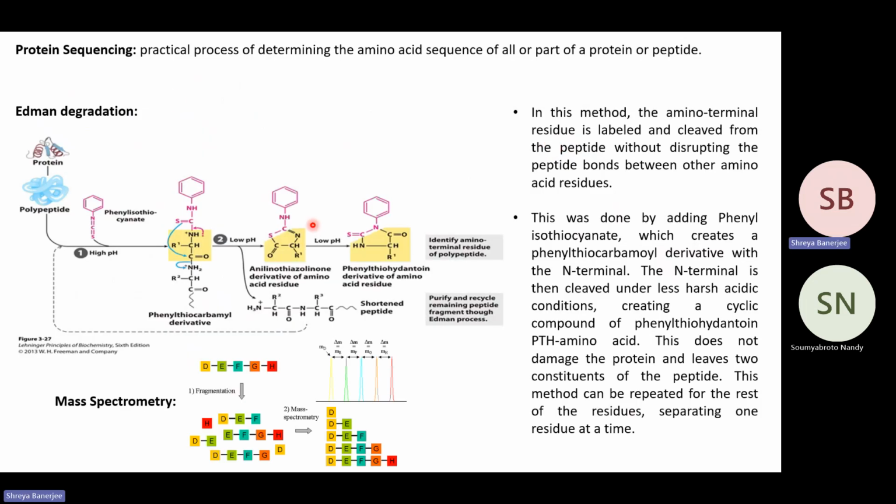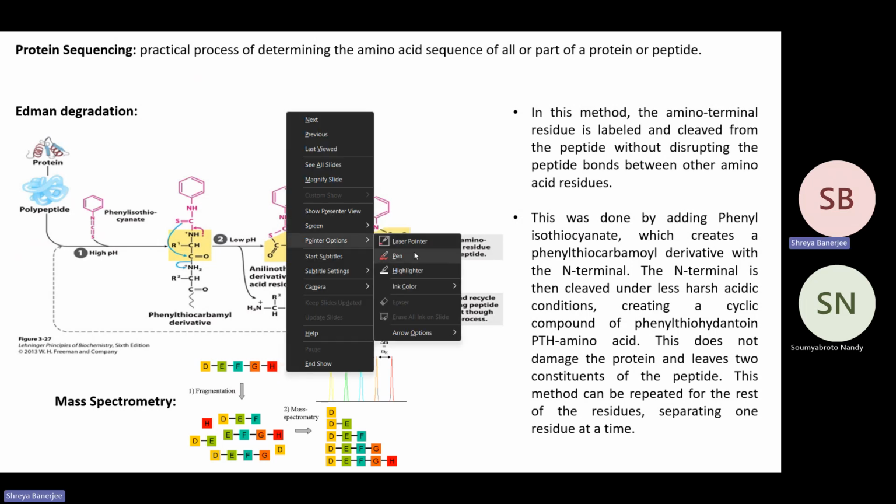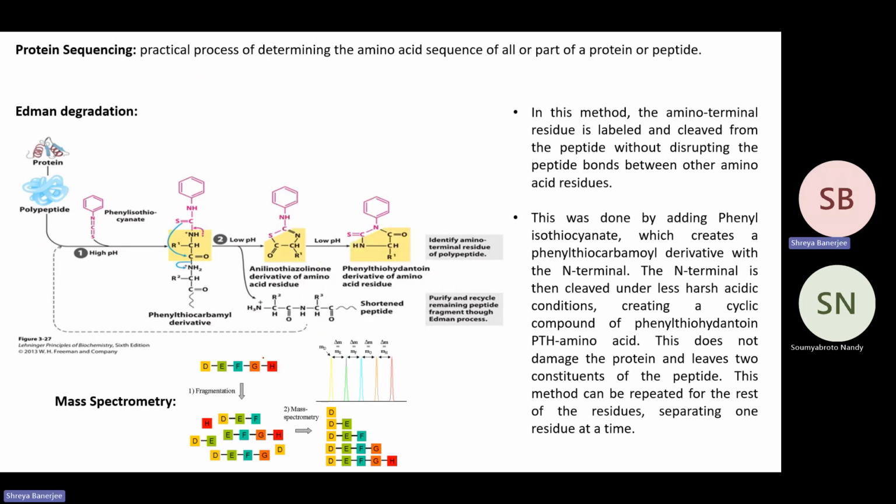And finally, why are we talking about cleaving proteins at all? This we studied in the first class. Edman degradation is a method of determining the amino acid sequence in a protein. In Edman degradation, the polypeptide is reacted with phenyl isothiocyanate, and basically it will cleave the N-terminal residue. So if you have a polypeptide DEFGH, initially it will just cleave H. So you will get DEFG.